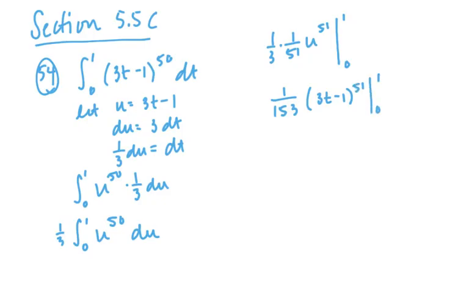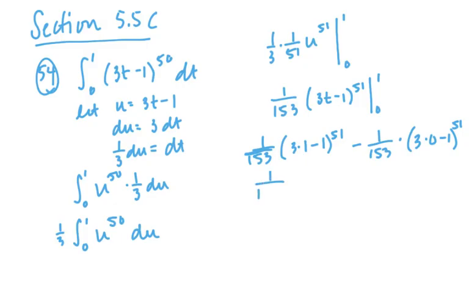So here's the difference. Now that you're completely finished with the u sub, and you put back in your variable of t, now you do the bounds. So you integrate with respect to 1. So we say 1 over 153 times (3 times 1 minus 1) to the 51st, minus 1 over 153 times (3 times 0 minus 1) to the 51st.